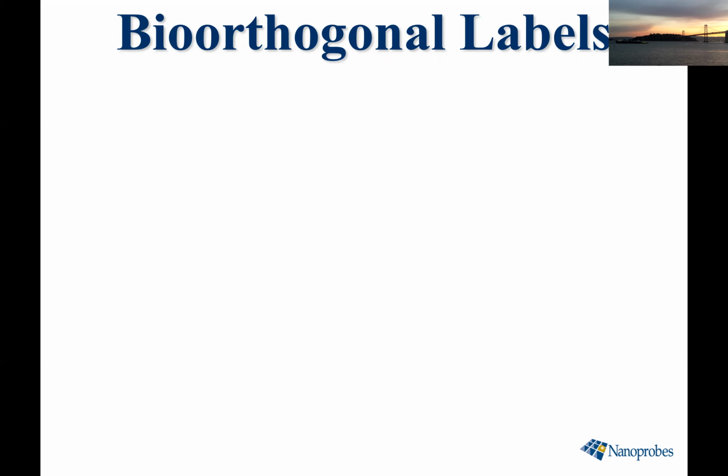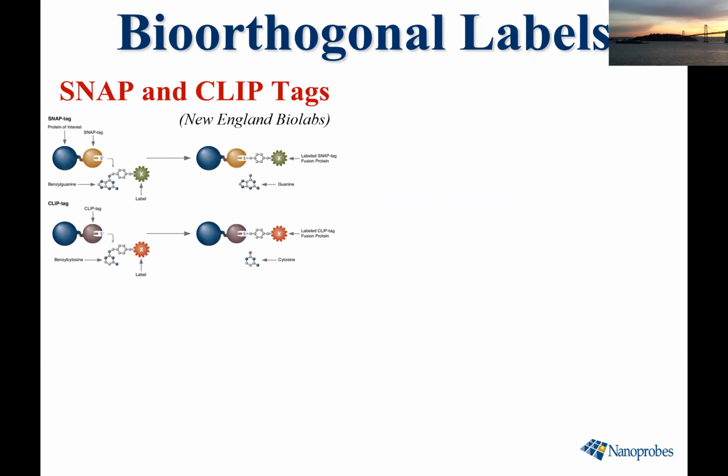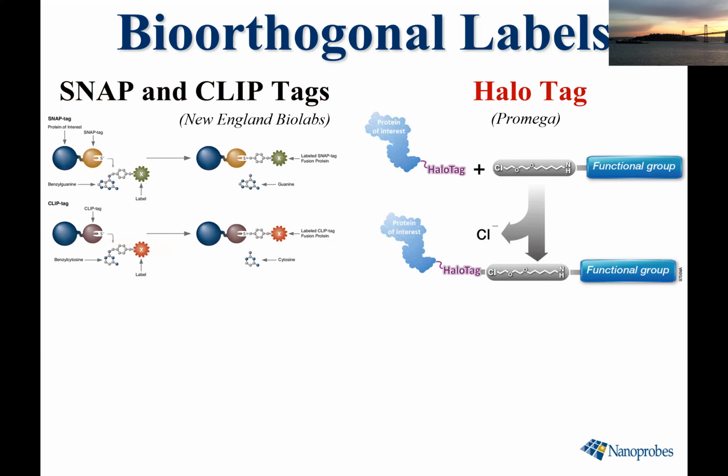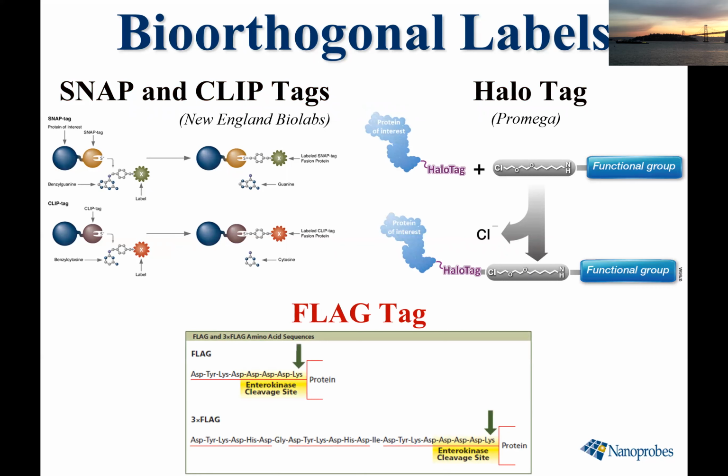Click labels are part of the larger class of bioorthogonal labels, which all use reactions that are not found naturally. They're orthogonal to the natural chemistry of cells and tissues. These include SNAP and CLIP tags from New England Biolabs, the Halo tag from Promega, or the FLAG tag, which is an amino acid sequence that's inserted into proteins and targeted selectively and exclusively by antibodies that don't recognize any naturally occurring components.